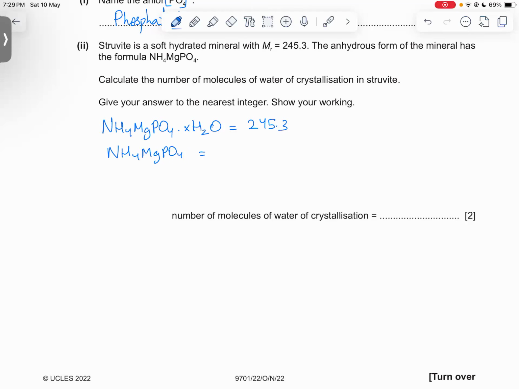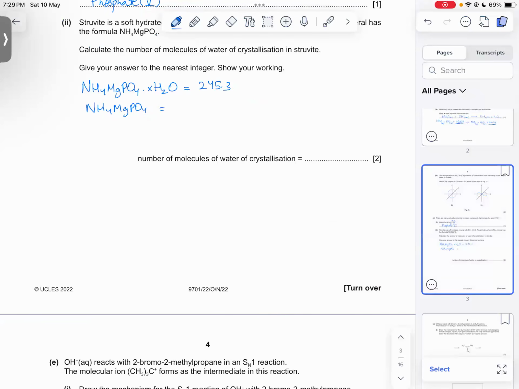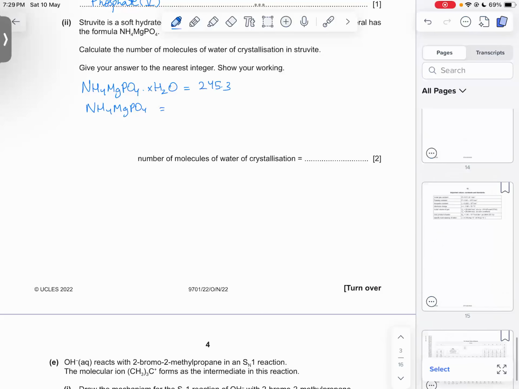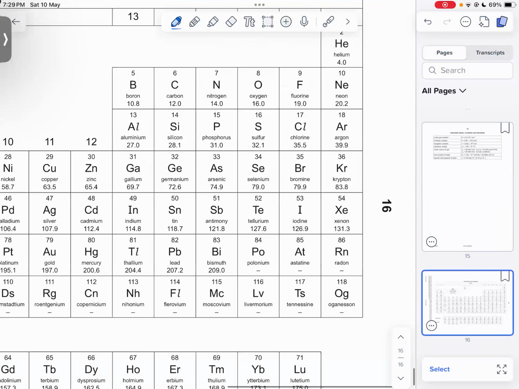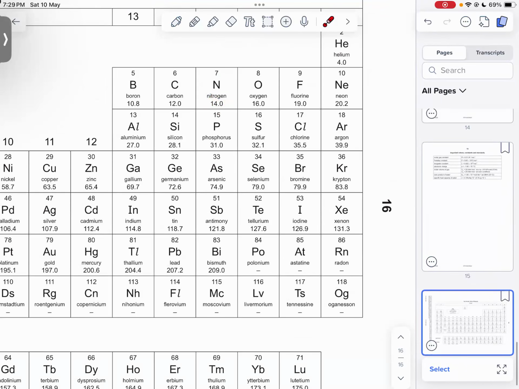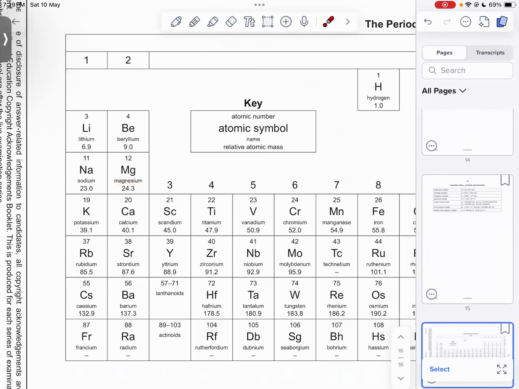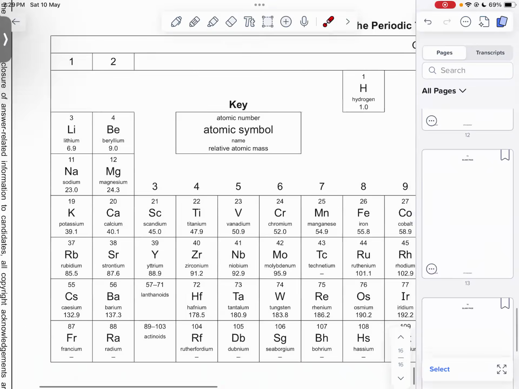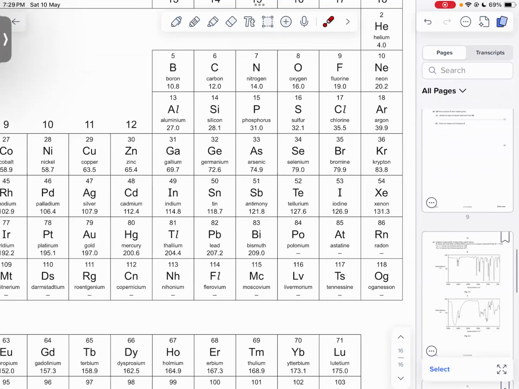So what would be the mass of NH4MgPO4? For that we need to go to the periodic table. We can look at the mass of nitrogen. Nitrogen is 14. Okay, what else? Whose mass do we need? I think we needed the mass of magnesium. Magnesium is 24.3. Okay, and what else? Hydrogen. Hydrogen's mass is 1.